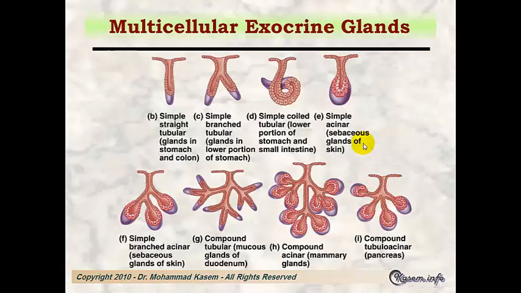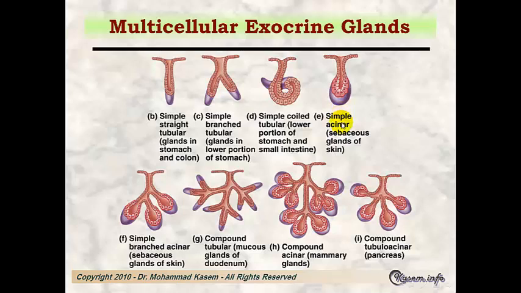In this diagram, we'll see the different types of multicellular exocrine glands. This one is a simple straight tubular gland, like the glands of the stomach and colon. And this one is a simple branched tubular gland, like the lower portion of the stomach. And this one is simple but coiled, like those of the lower portion of the stomach and the small intestine, and also the sweat glands.